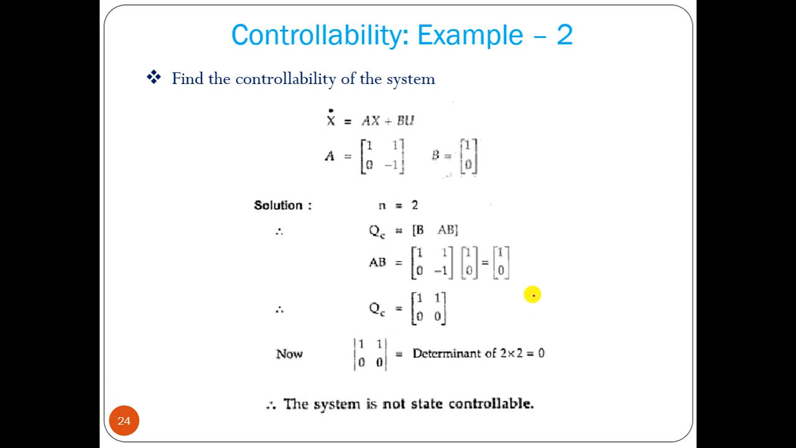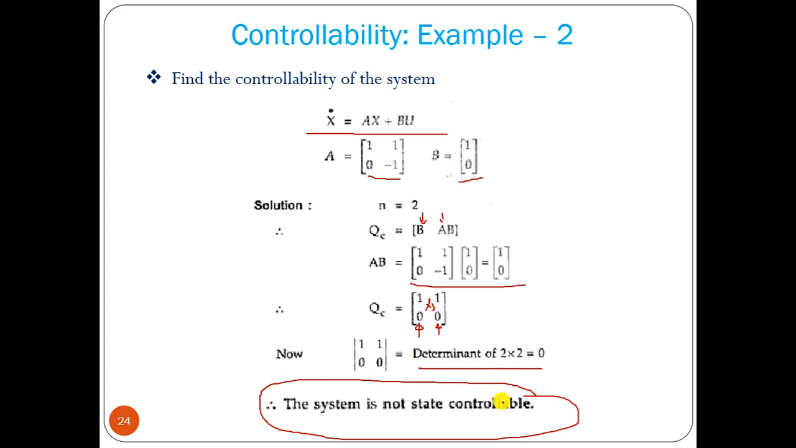Same problem, another type, let us solve. x dot is given, the A and B matrices are given, so this is 2. So for the QC matrix we must have 2 columns, B and AB. So B and AB we can find out. AB multiplication: 1 0, 1 0, 0 0. So this is the value of B, 1 0. This is the value of AB, also 1 0. Then the determinant is 1 into 0 minus 1 into 0. The determinant is 0. That means it is not controllable, so the system is not state controllable.